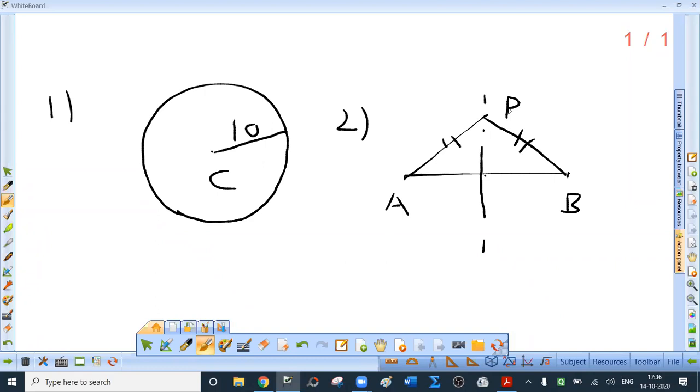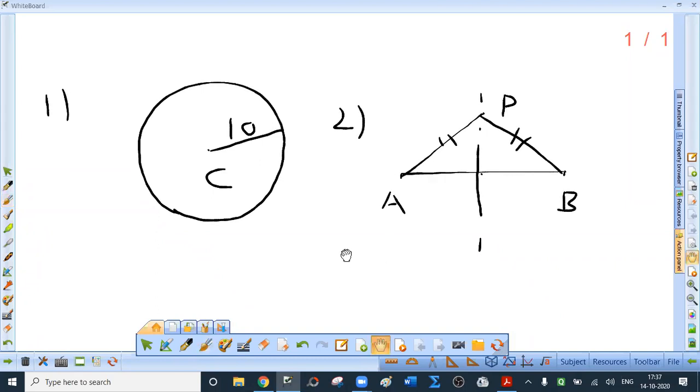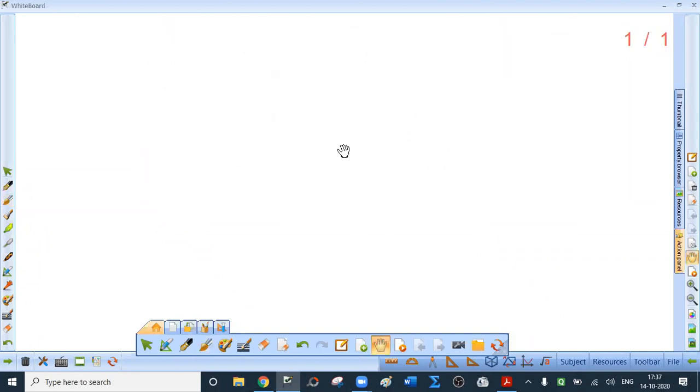So set of all such points, which satisfy certain geometrical condition or conditions is called as locus. So how will you define locus? Locus is set of points satisfying certain geometrical condition or conditions. The plural of locus is L-O-C-I, loci. Okay.